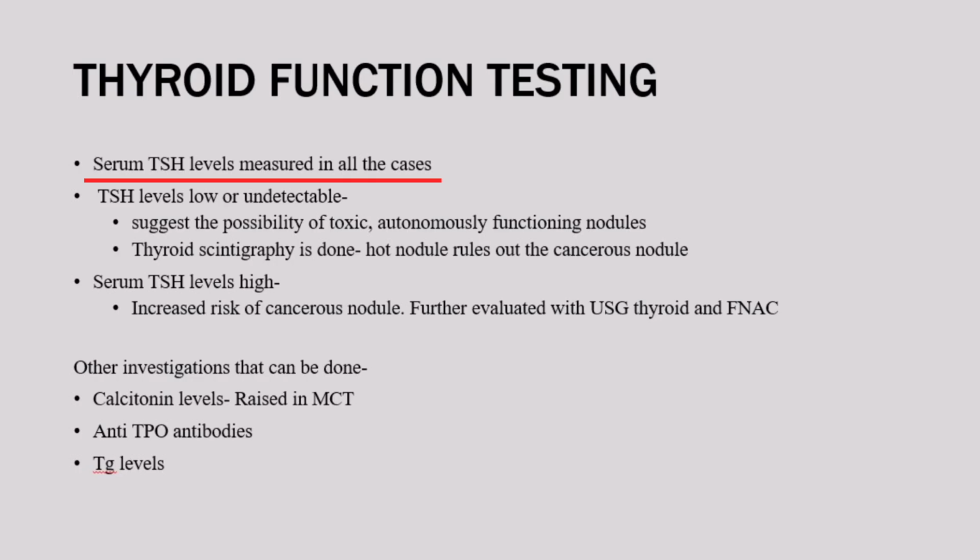Now, the primary investigation in every patient with a thyroid nodule is thyroid function testing. Serum TSH and thyroid profile are measured in all cases. If TSH levels are low or undetectable, that suggests the possibility of toxic autonomously working nodules. So in that case, we get thyroid scintigraphy. That will suggest whether a hot nodule or a cold nodule is there. If hot nodules are present, they rule out malignancy. Now, if serum TSH levels are high or normal, there are increased chances of cancerous nodules, so they have to be considered for further investigations.